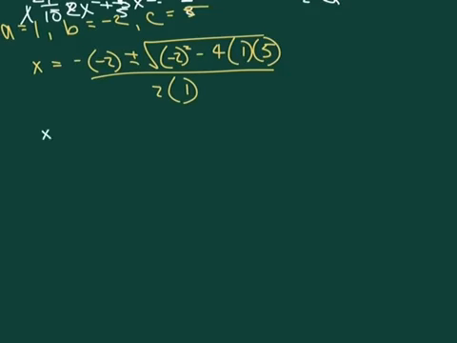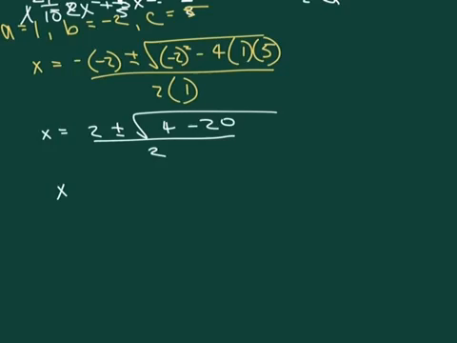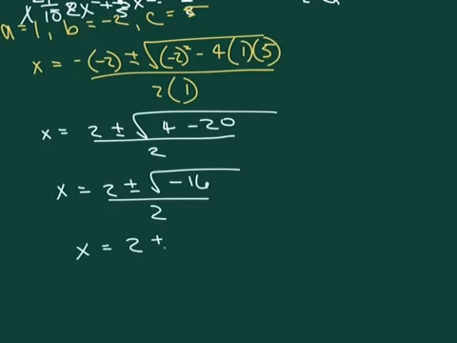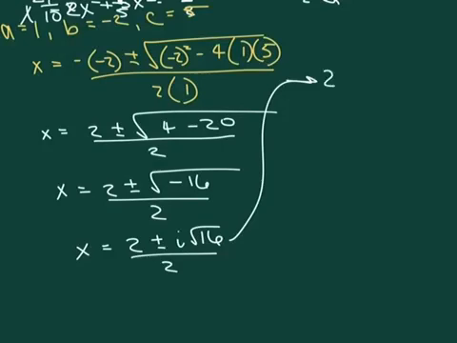All right, so x equals -(-2) is a positive 2, plus or minus the square root of our discriminant, the numbers that are in there, 4 minus 20, all over 2. So x equals 2 plus or minus the square root of 4 minus 20, which is negative 16, over 2. And again, we're going to keep simplifying what's in that radical sign. The square root of -16 is 4i, over 2, which equals 2 plus or minus 4i over 2.